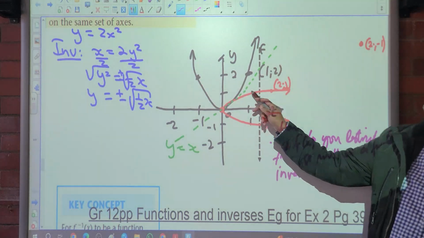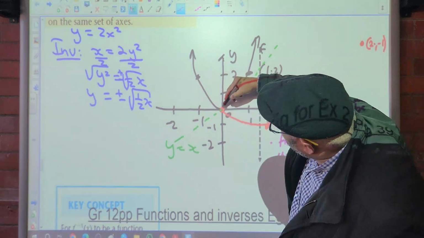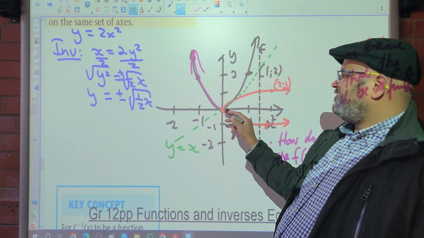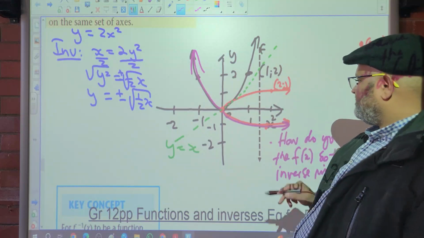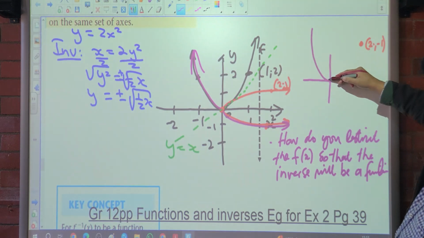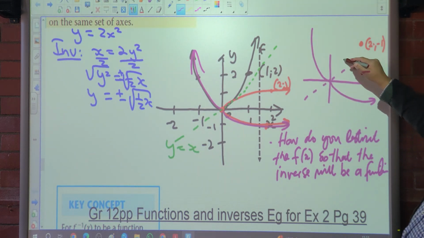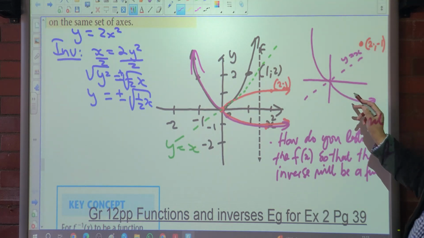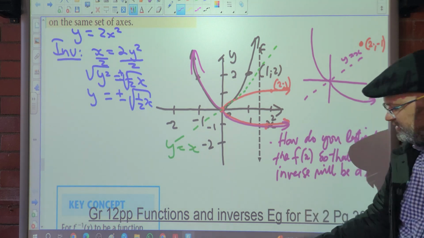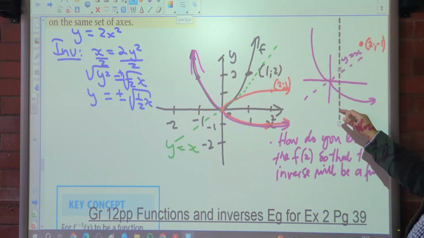As we said, is this inverse a function? No. So if we only take this part of the graph and I reflect it, then it's going to be this part of the graph. Okay, so it's going to look something like this. If I only take this part of the graph, then that would be its inverse. So is this part of the graph a function? Yes. Why? It passes the vertical line test. Can you see there? It passes the vertical line test.